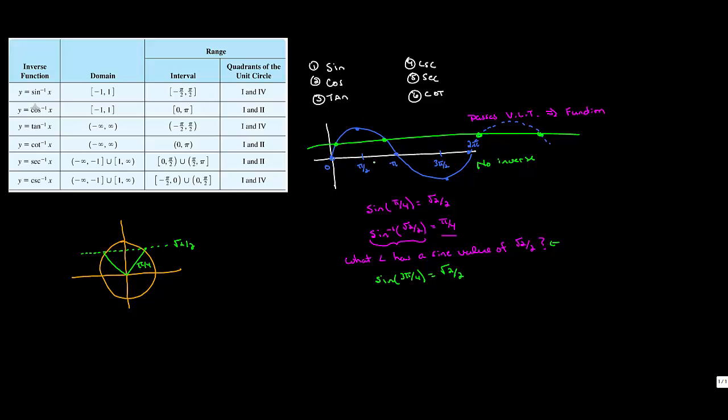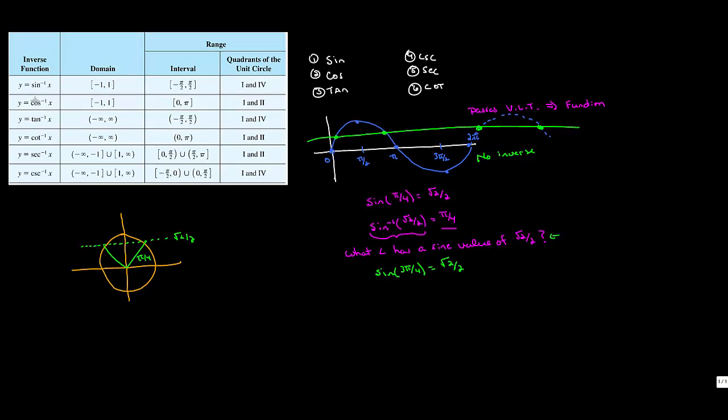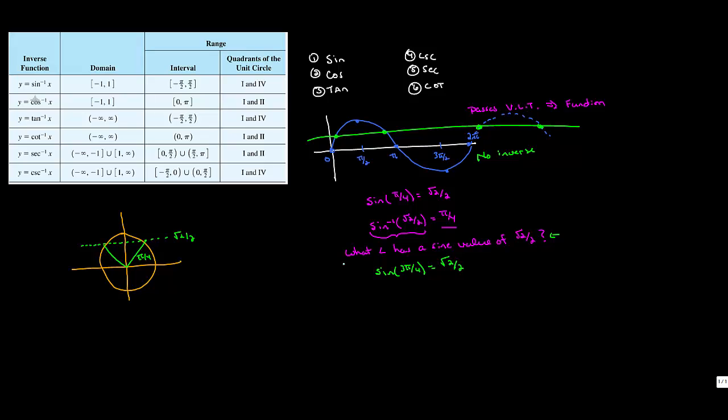So here's what we're going to do. We're going to cut the sine curve so that it does pass the horizontal line test. So here's how we're going to do that. What we're going to do is we're going to take the sine curve. Let me go ahead and graph it out here again for you. So this is the sine curve.